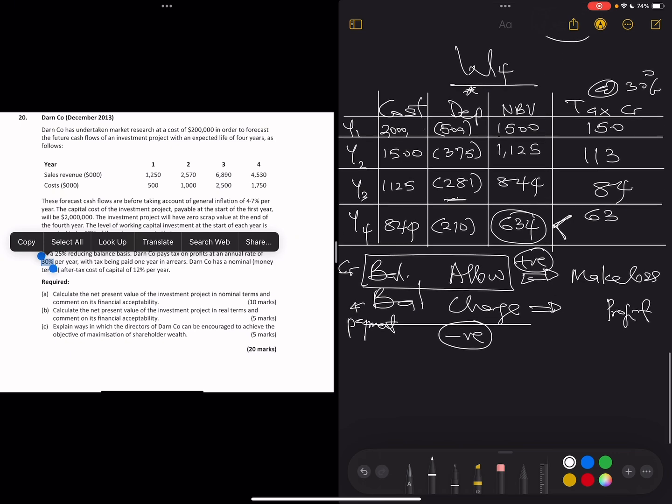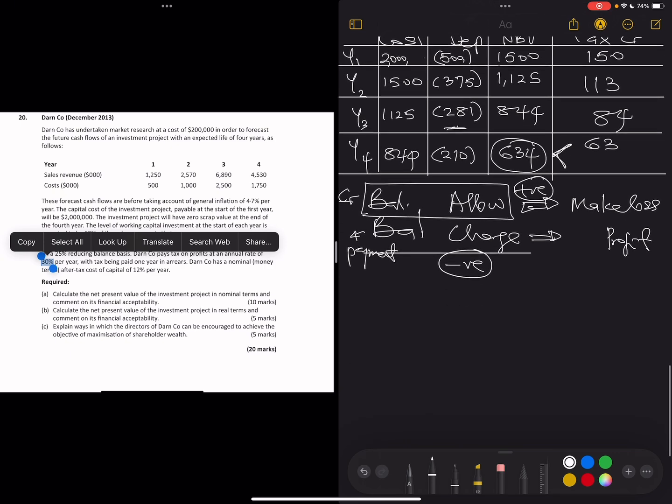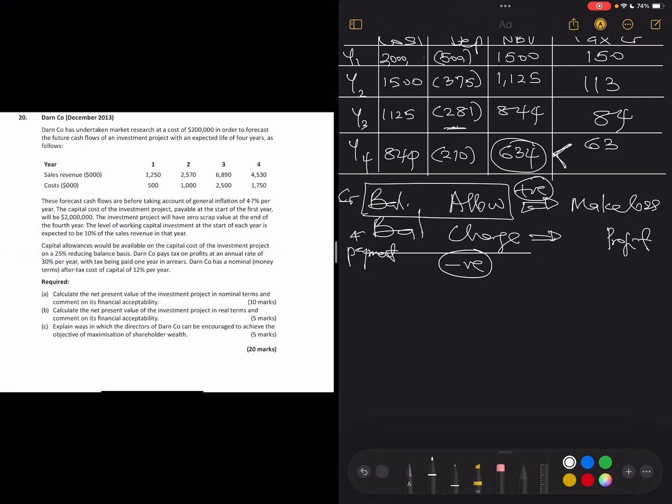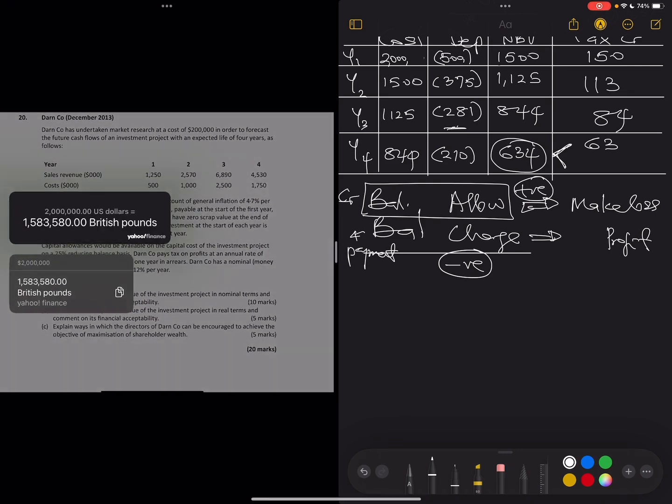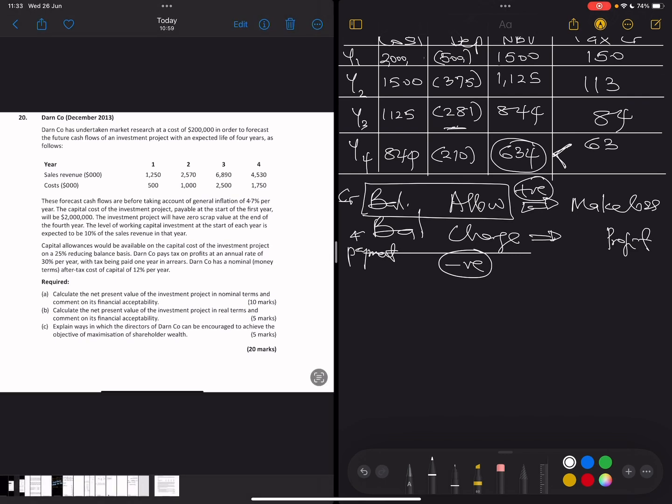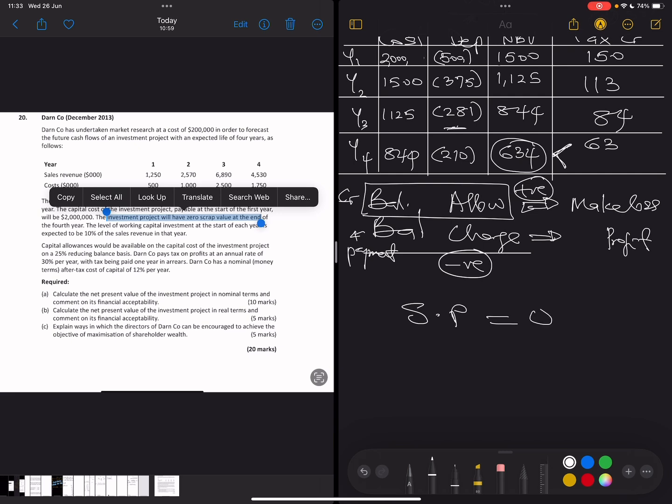So for this transaction, let's see whether you make a loss or a profit. What is the scrap value for this asset? Let's look for it. It was set somewhere. It said investment project. This investment project will have 0 scrap value, which means the selling price for that equipment is 0. But the book value is equal to 634. So is that a profit or loss? That is a loss of 634.